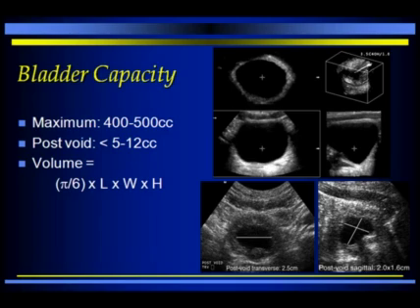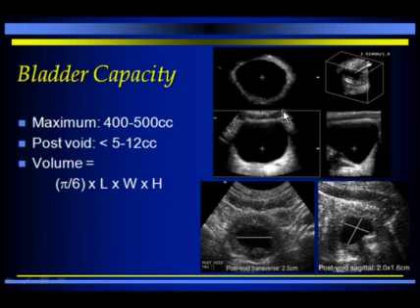For the purposes of ultrasound, we look at the bladder in sagittal and transverse orientations, and then we use the measurements that are obtained, transverse measurements and then craniocaudal and anterior-posterior measurements, to calculate the volume of the bladder. And you see here the formula that we tend to use, which is the pi over 6 times length times width times height formula to give us our bladder volume.